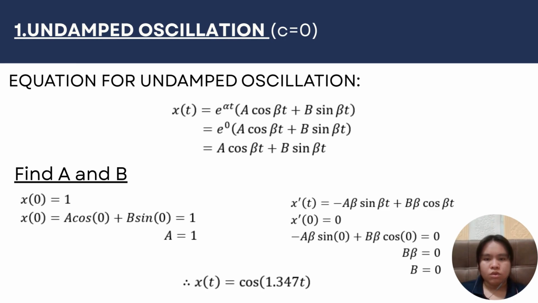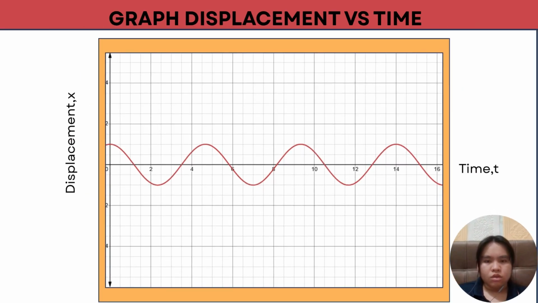Next, we use x(t) equals e to the alpha t, times the bracket a cos beta t plus b sin beta t, and differentiate this equation. We got negative a beta sin beta t plus b beta cos beta t, and we use these two equations to find the values of a and b. When t equals 0, x will be 1, so a will be 1, and when t equals 0, v will be 0, so b equals 0. The final equation of the undamped oscillation will be x(t) equals cos 1.347t. Using this equation, we plot the displacement versus time using Desmos.